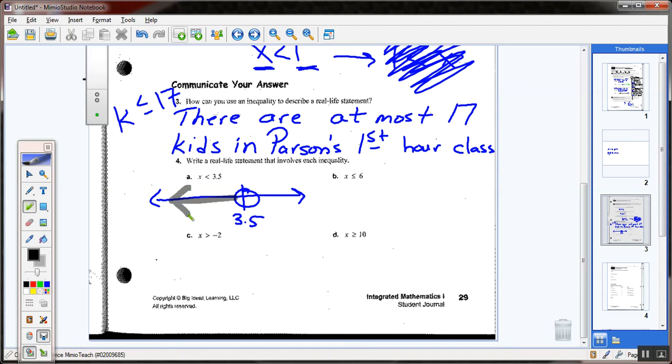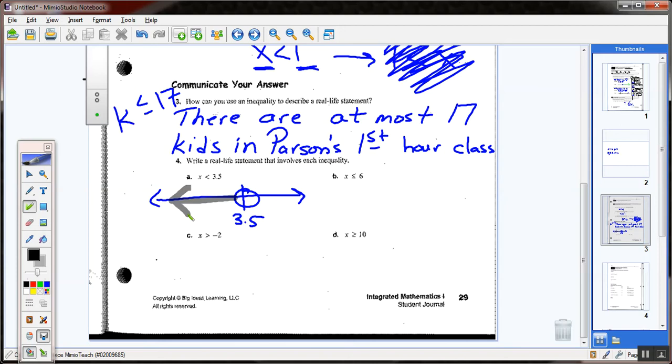Left. Okay? I'm not going to draw the graphs. You guys just tell me what to do. What value would I reference on part B? 6. Would you be open or closed on 6 when you reference that? Closed. We would shade it, include it. Are you going to shade left or right? Left. Okay? Look at this one.